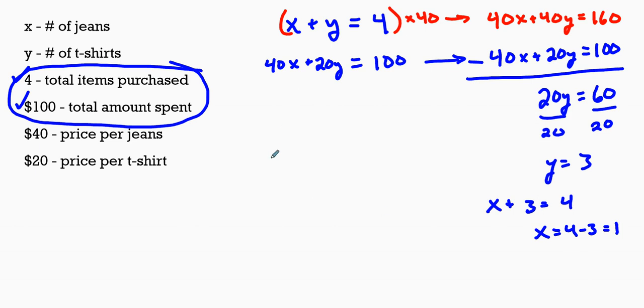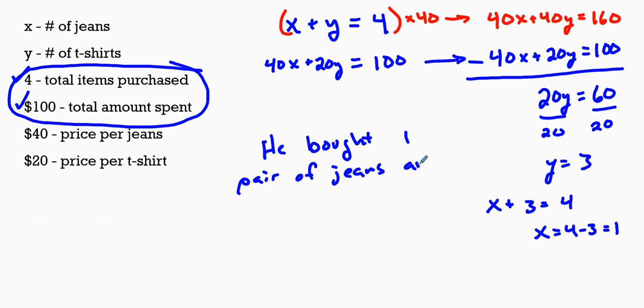So he bought 1 pair of jeans and 3 t-shirts. You could leave this as an ordered pair, but usually word problems get word answers. So if they're asking for how many shirts and how many pairs of jeans, your answer should probably include those phrases, shirts and jeans, right?